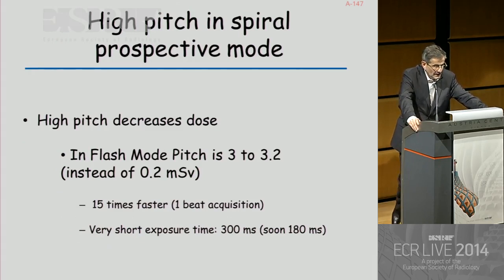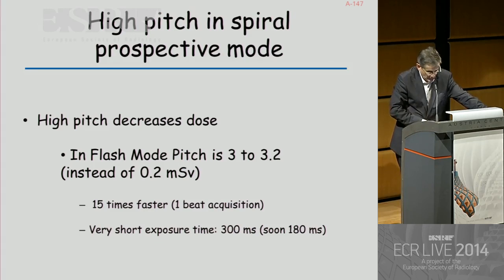Now, the high-pitch spiral mode is a specific mode of acquisition from Siemens, with a pitch of 3 to 3.2, which is 15 times faster than the 0.2 pitch value usually used for spiral retrospective acquisition. So the good thing is it's a one-beat acquisition, which needs about 300 milliseconds to scan the whole heart. But with a new generation of Siemens machine, it will probably go down to 180 milliseconds. So we are looking forward to seeing the results in terms of heart rate and feasibility.